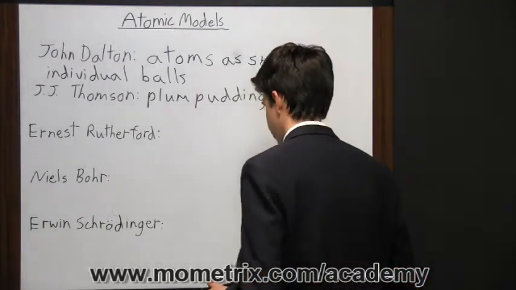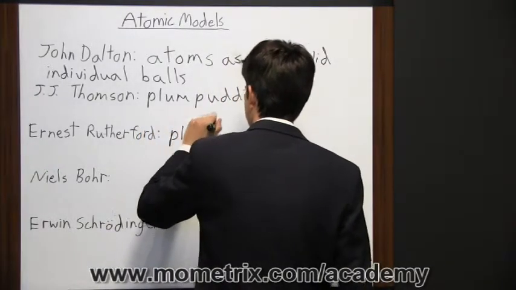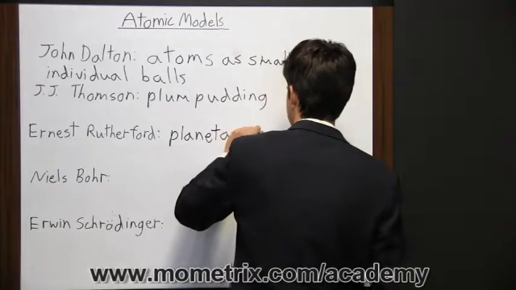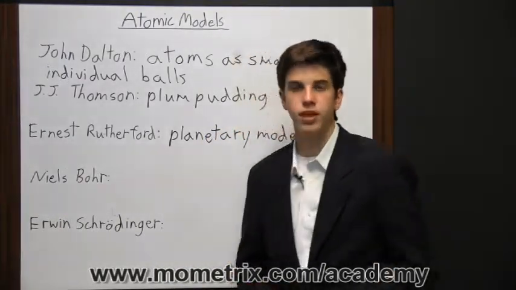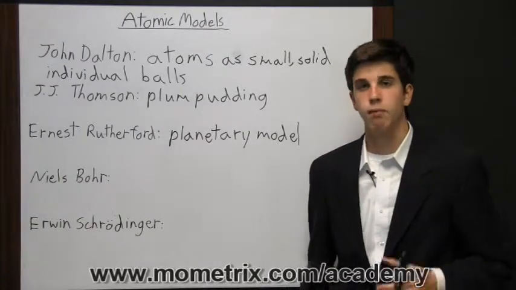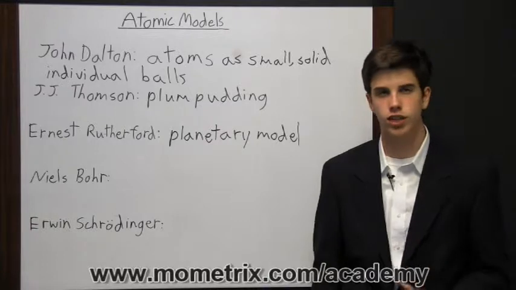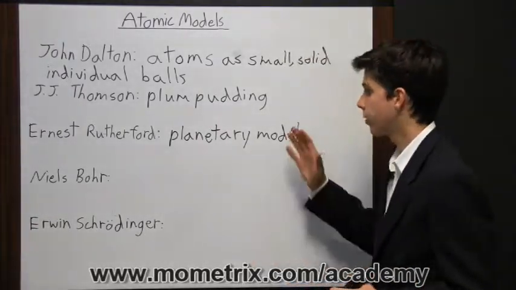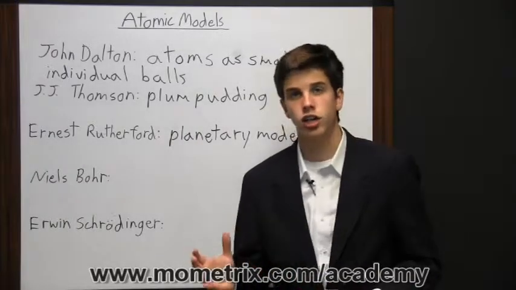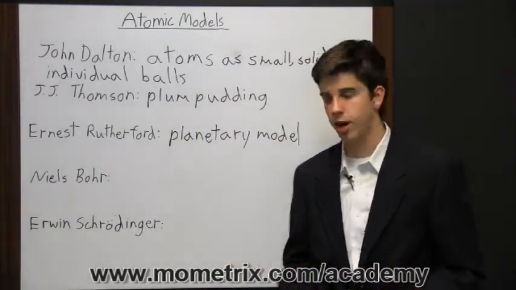Then we come to Ernest Rutherford, who came up with the planetary model. He thought of atoms as being mostly empty space, and he believed that most of the mass of an atom came from the small nucleus. Electrons were found orbiting the nucleus, so that's why he called it the planetary model, because electrons were orbiting the nucleus like planets orbit the sun.